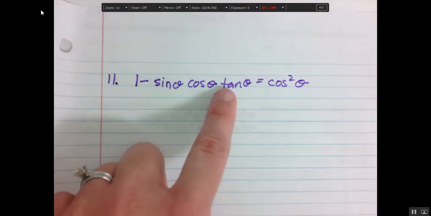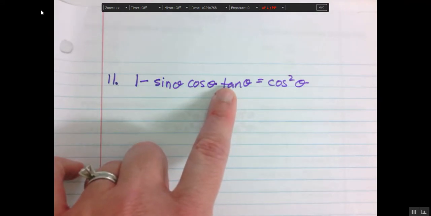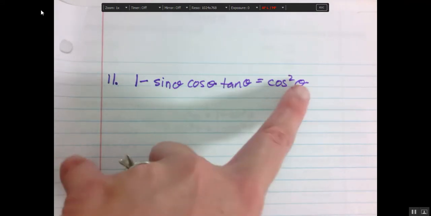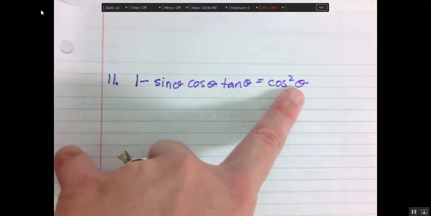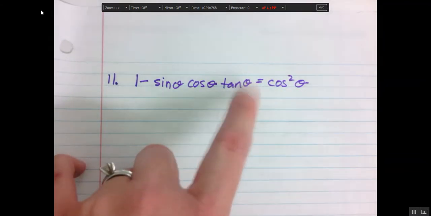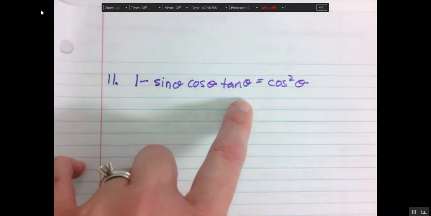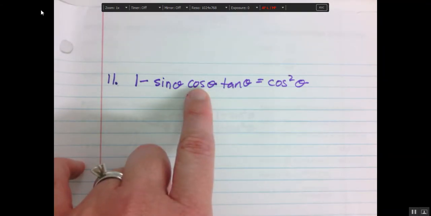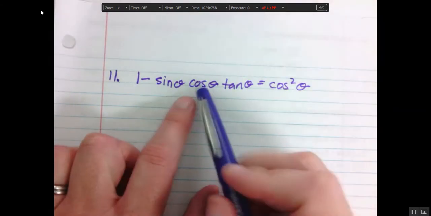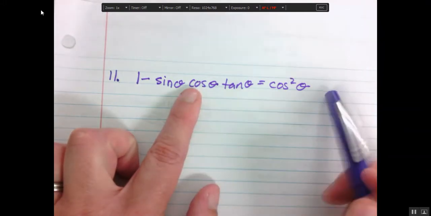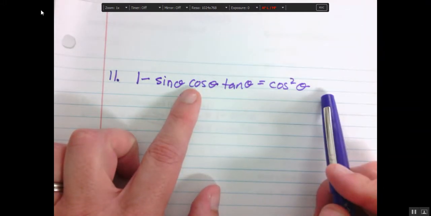I could change tangent to 1 over cotangent. Will that get us closer to what we're trying to make? Probably not. I could change cos to 1 over secant. So I could change cosine to 1 over secant, but the cosine's actually the one thing I want to hold on to because see how I'm trying to get cosine squared?